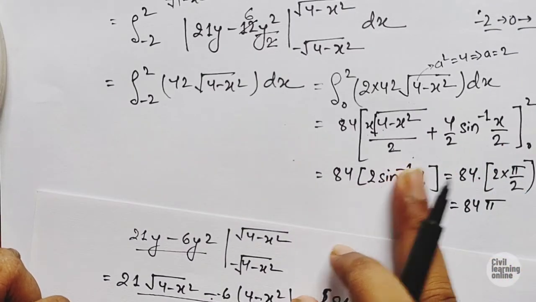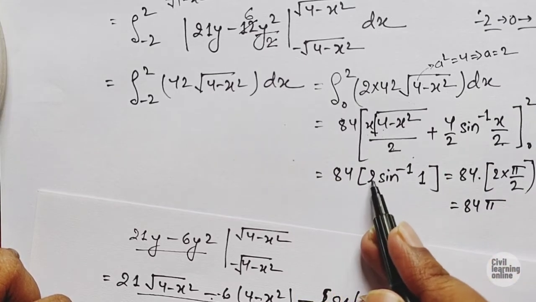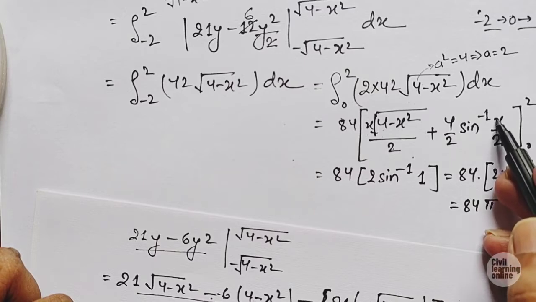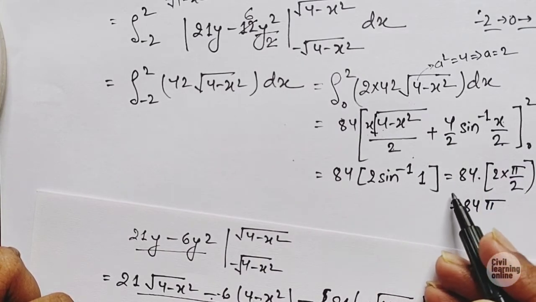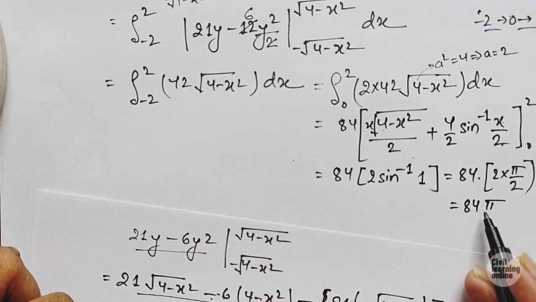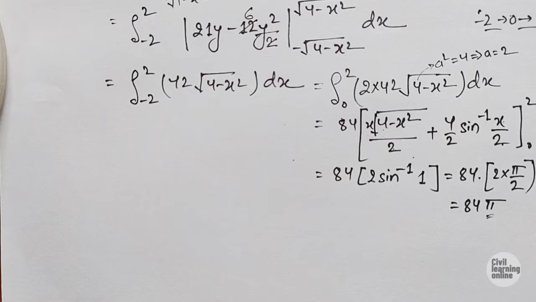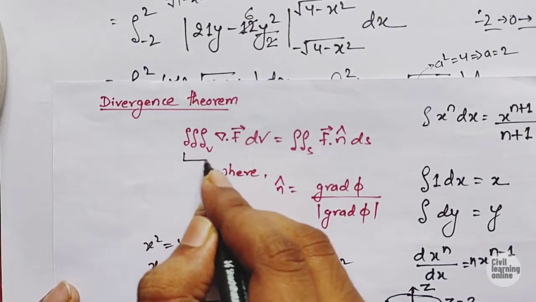Now put the limits, first the upper limit and then the lower limit, and we will get 84 times root under 2 times sine inverse 1, because here it is 2 upon 2 which means 1. Sine inverse 1 value is pi by 2, so we will get 84 pi. Now if you have a look at the equation, we have got the value of this much portion.